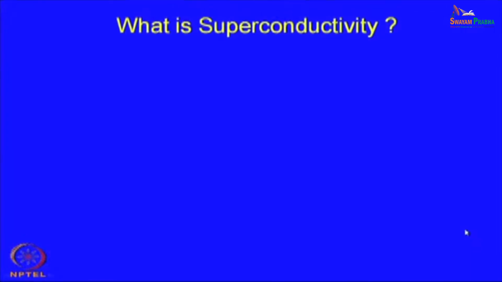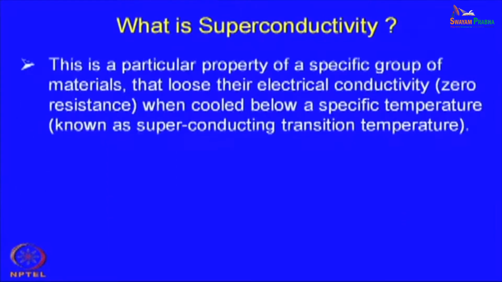First of all, what is superconductivity? How do we define this property? This is basically a statement of how we can describe the superconducting behavior of materials. This is a particular property of a specific group of materials, not only of course ceramics. There are a large number of non-ceramic materials which do possess this property. So, this is a property of a specific group of materials that lose their electrical conductivity, or in other words it becomes a zero resistance state when cooled below a specific temperature.